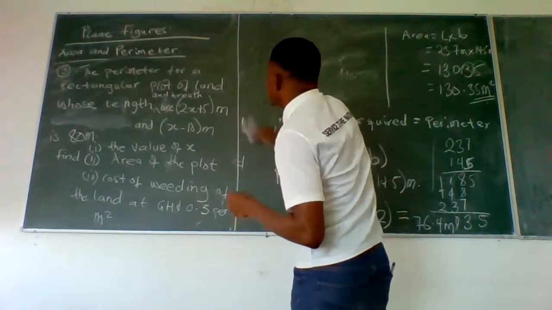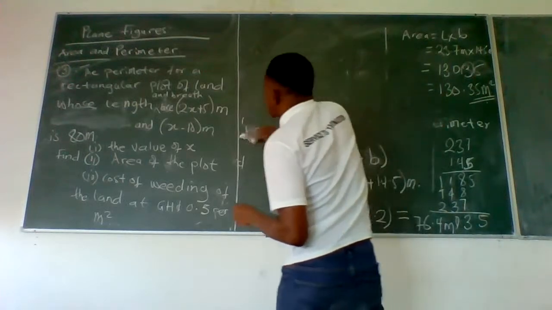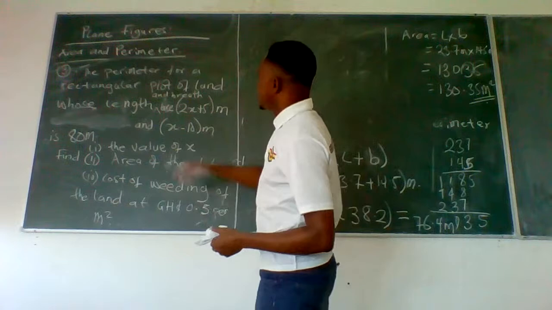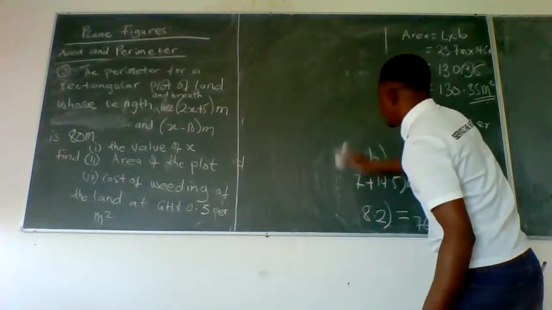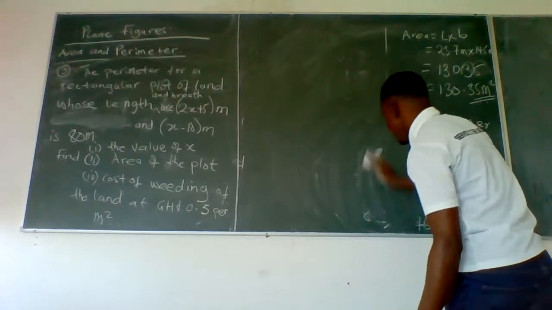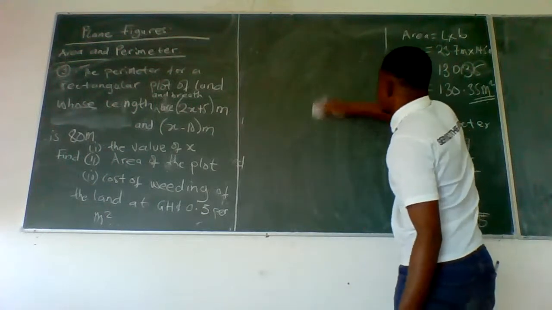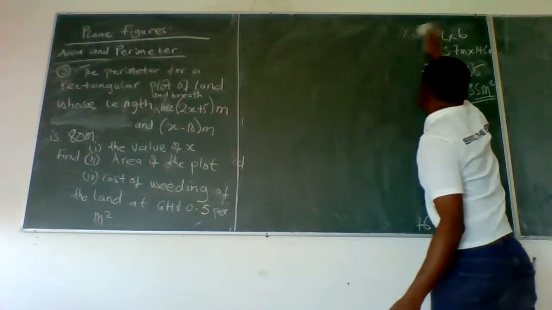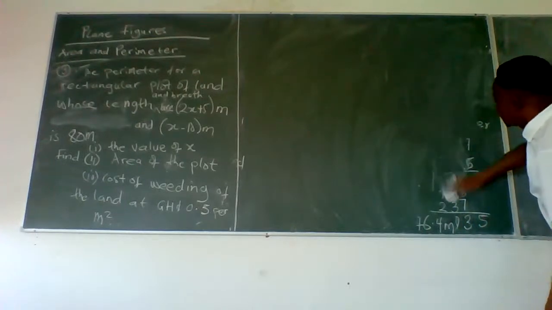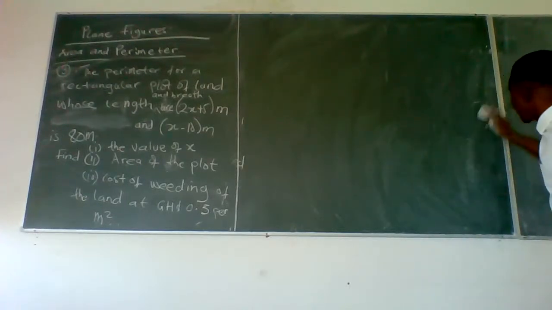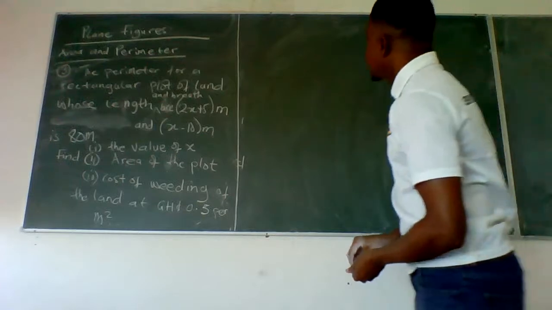So the question says the perimeter of a rectangular plot of land whose length is this, and then width is x minus 10 meters, is 80 meters. So the question is asking us to find the value of x and then the area. And then the last question is, we want to know the total cost if you want to weed this plot of land with a given rate. So solution.